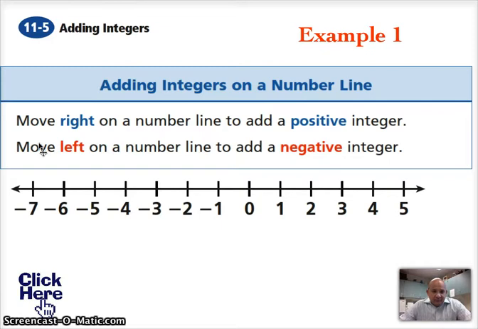Here's a couple of keys. First one, you move right on a number line when adding positive integers. We'll demonstrate that here shortly. And we move to the left on a number line to add negative integers. Let me demonstrate.